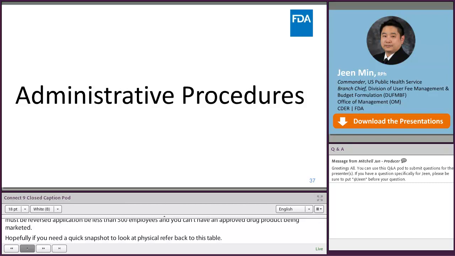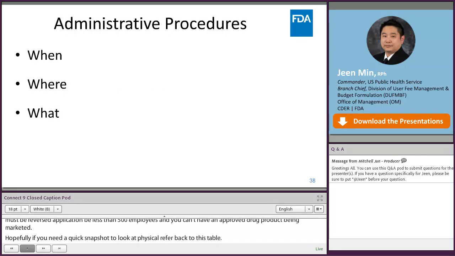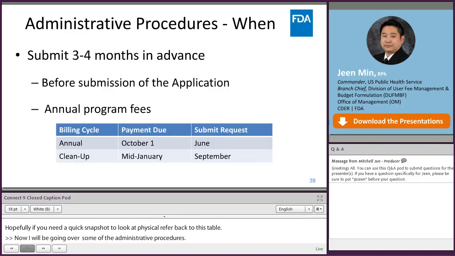Now, I'll be going over some of the administrative procedures. Basically, I'll be explaining when, where, and what needs to be submitted to FDA. First thing I'd like to mention is that it is requested that you submit 3 to 4 months in advance. The reason we say 3 to 4 months in advance is because it does take us time to review your request in order to grant or deny it. So when it comes to applications, if you know when you'll be submitting your application, please submit the request 3 to 4 months before the application is submitted.